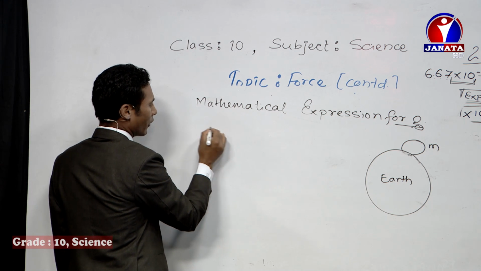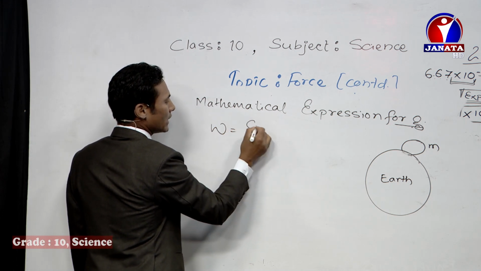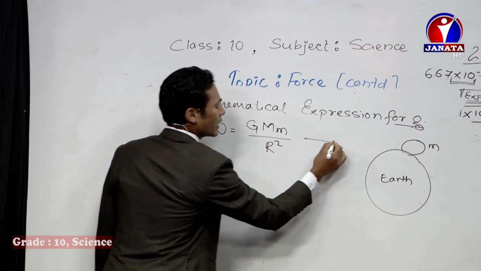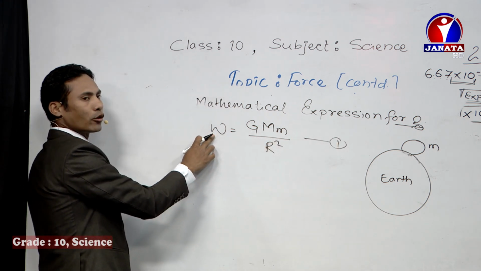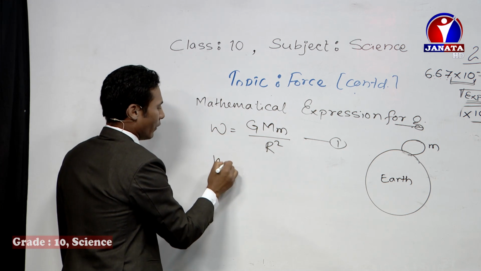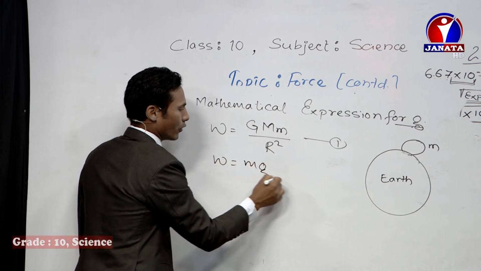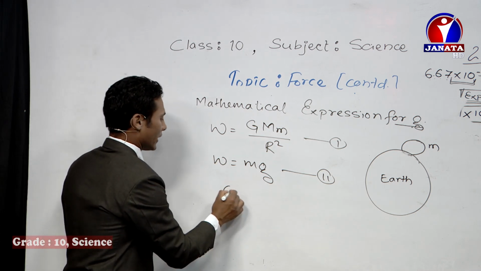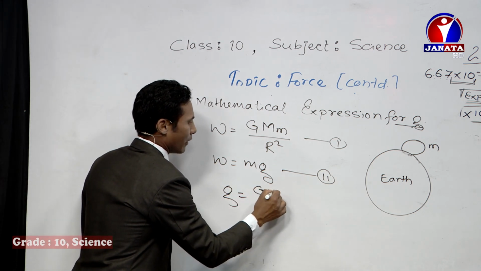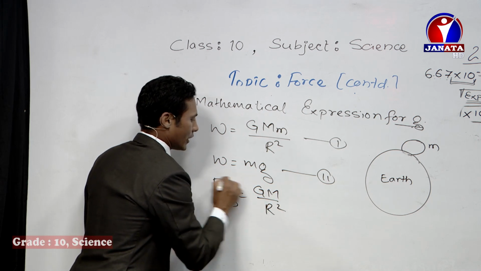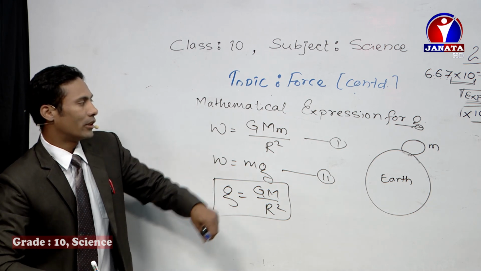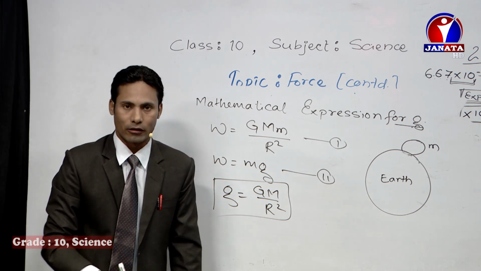So we have the formula: weight equals G M m by r square. This is equation 1, and this is the weight. Weight can also be calculated by weight equals m g. This is equation 2. Solving equations 1 and 2, we get g equals G M by r square, which is the formula. We will derive this formula in detail later also.